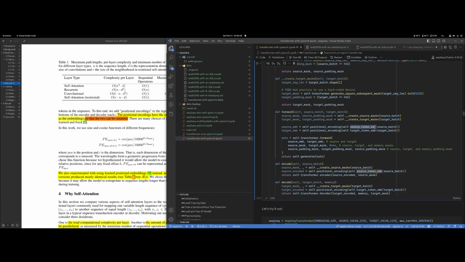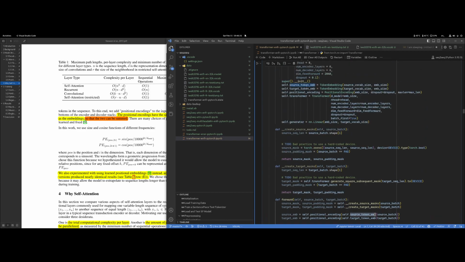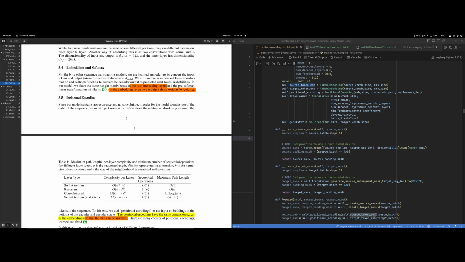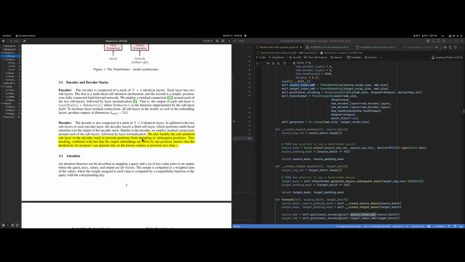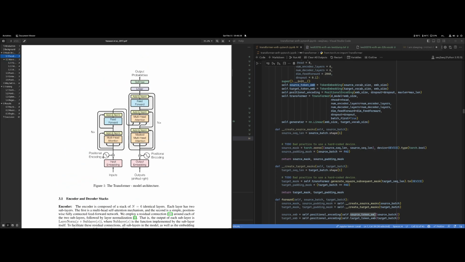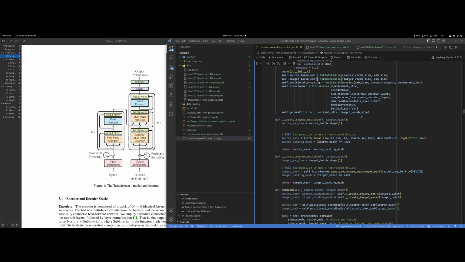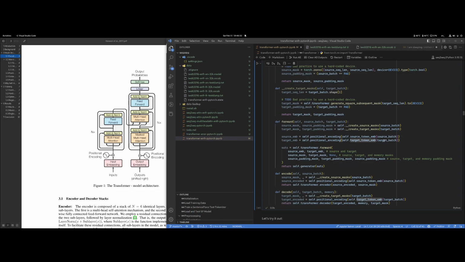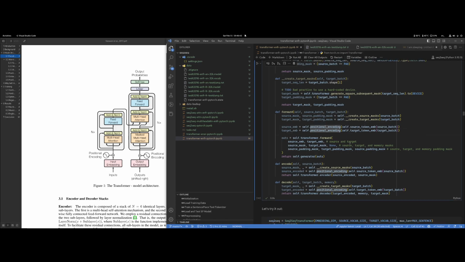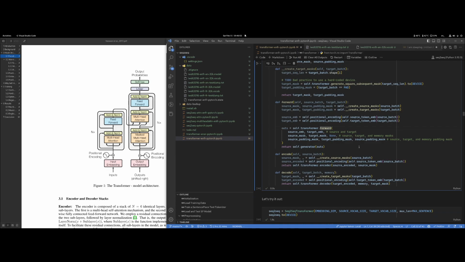So this part here, the source token embedding, is this one here, which is a token embedding. And this part here, the target token embedding, is this part in the decoder, and then the positional encoding is going to be the same for both of them. After that, I call the transformer and say, this is my input, this is my output, I would like you to do the forward call, which is just going to return some output to you.